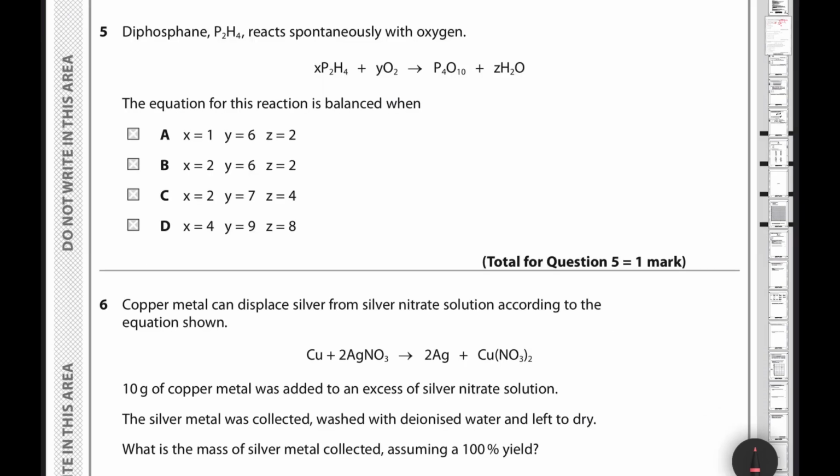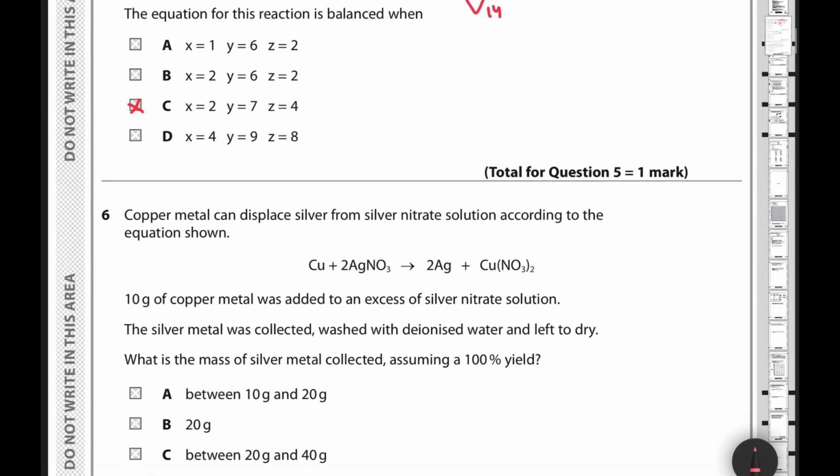This question is just a simple balancing question. You have 4 phosphorus, you have 2 here, so you put here 2. You have 8 hydrogens, you have 2 hydrogen, put here 4. And the correct option is C. And then later on you can just balance out your oxygen. So if you total your oxygen, 10 plus 4, 14. 7 2s are 14. There you go.